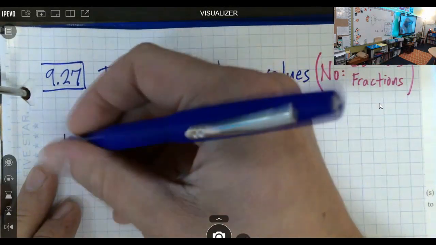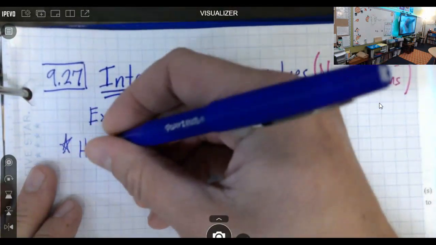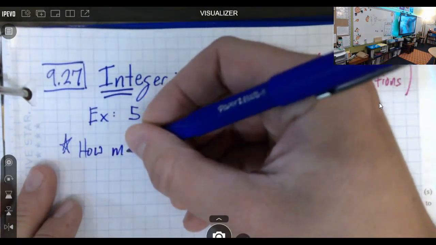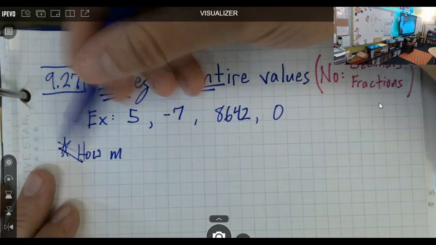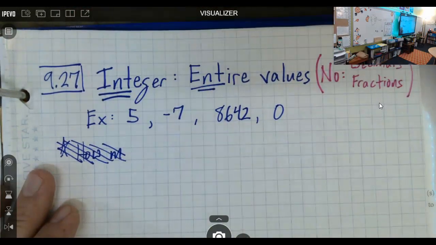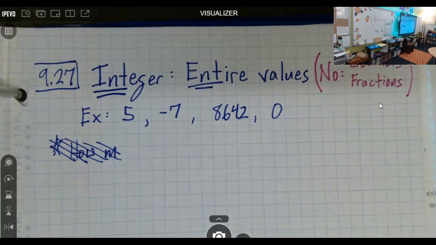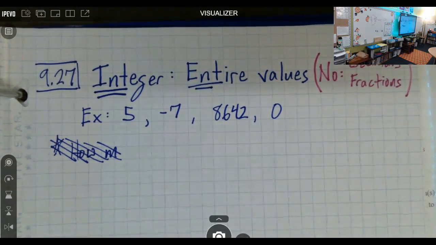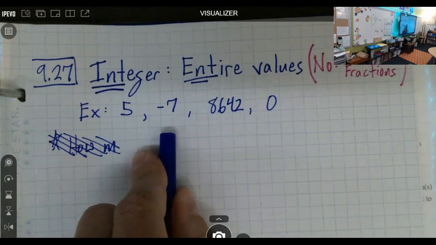And then my little memory trick for integers. No, I don't know that you need a trick. So integers are entire values. So, you're ready to start working with more than just integers.